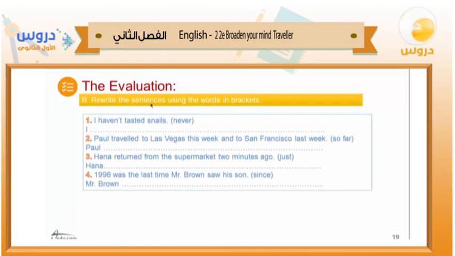B, rewrite the sentences using the words in brackets. 1. I haven't tasted snails, never. 2. Bowel traveled to Las Vegas this week and to San Francisco last week, so far. 3. Hannah returned from the supermarket two minutes ago. 4. 1996 was the last time Mr. Brown saw his son. Since. Take your time, try to find the answer of these four sentences.